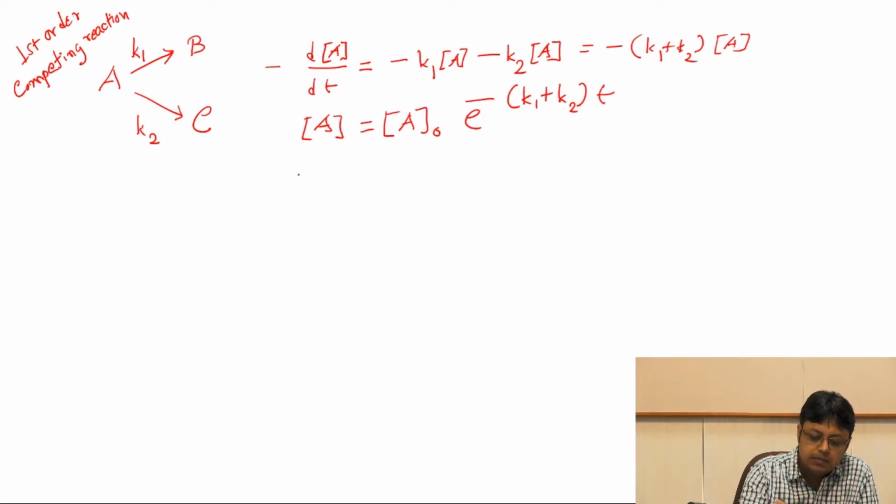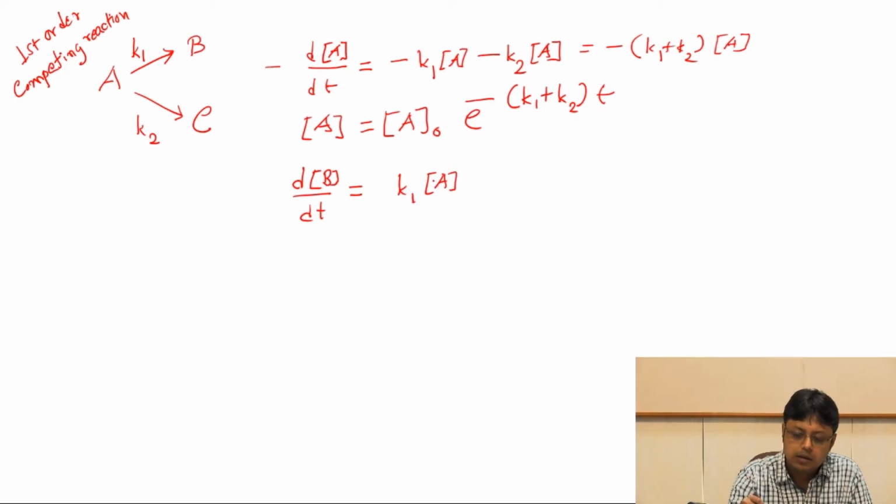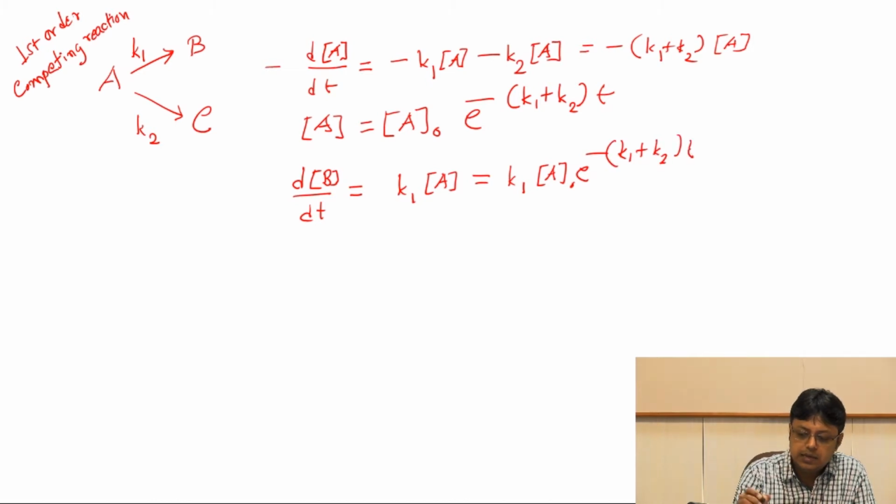Now dB/dt will be nothing but k1 into A, because B is formed from A with a rate constant k1, and A we just solved. A is nothing but A0 into e to the power minus (k1 plus k2) into t. So you can easily integrate it. So dB will be nothing but, so this is integration with respect to that. Okay, yeah, so we can write it like this.